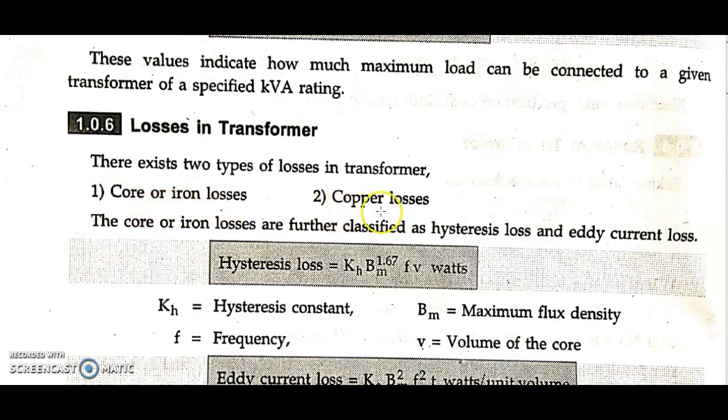Coming to the copper losses, they depend upon the load condition. Depending upon the load, copper losses will be there. If load is more, copper loss will also be more. If load is less, copper loss will be less. If load is zero, that is if I keep the secondary circuit of the transformer open, then the secondary current will be zero, so copper loss will also be zero. If load is there, then only copper losses are there. If load is not there, then there are no copper losses. But this is not true for core losses. Either you connect load or you don't connect.